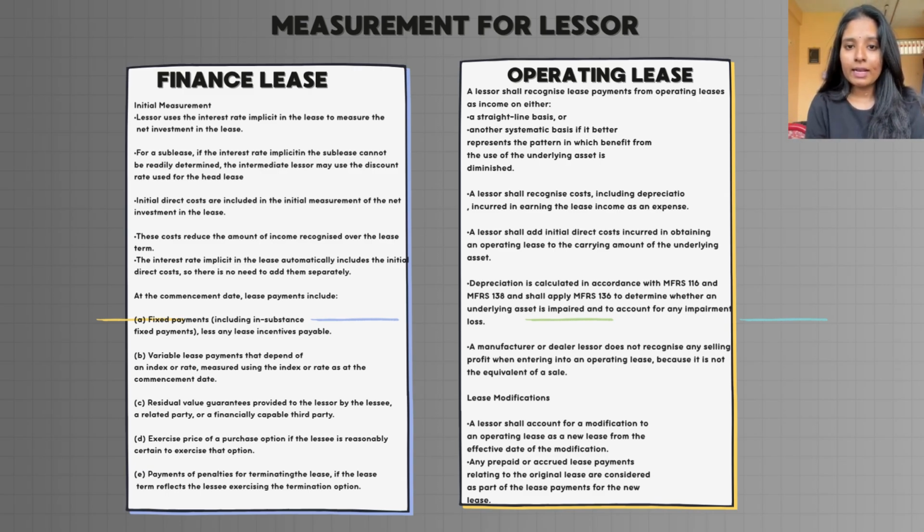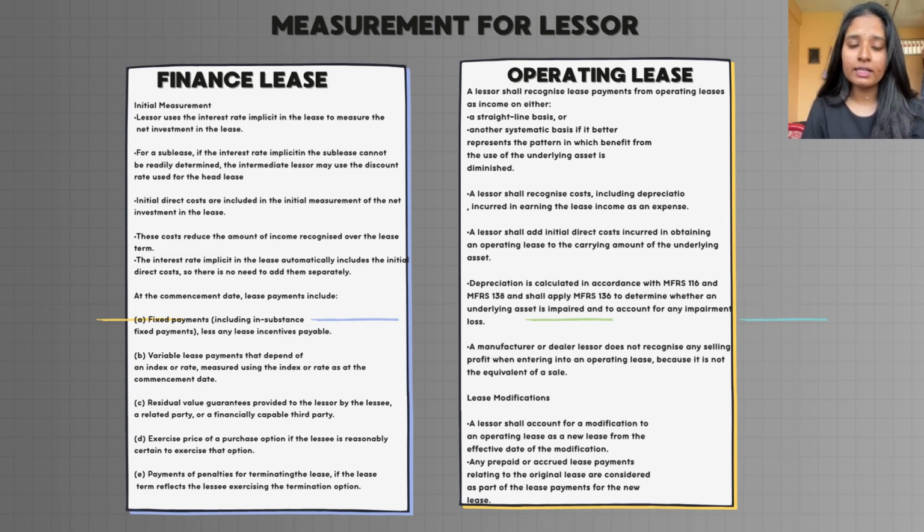So now, let me explain about the measurement for lessor, which is divided into two types: finance lease and operating lease. Finance lease. In this type, the lessor uses the interest rate implicit in the lease to measure the net investment in the lease. If it's a sublease and the rate cannot be easily determined, the intermediate lessor may use the discount rate used for the head lease instead.